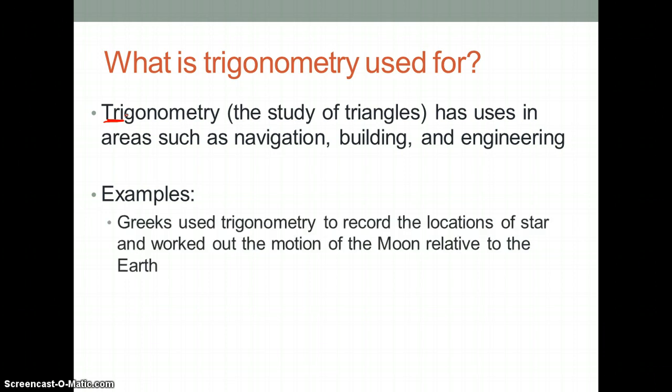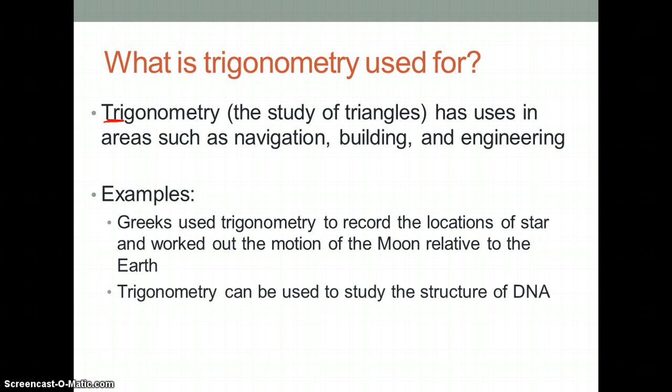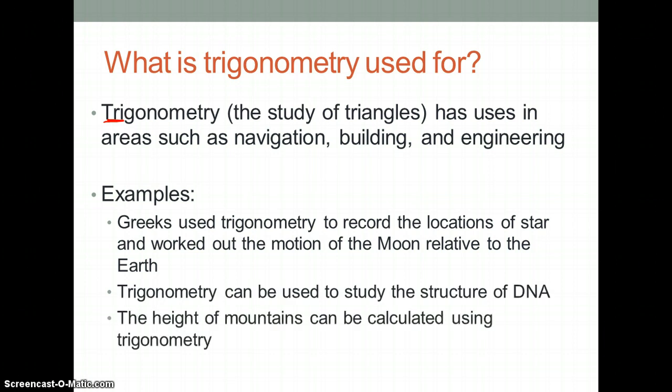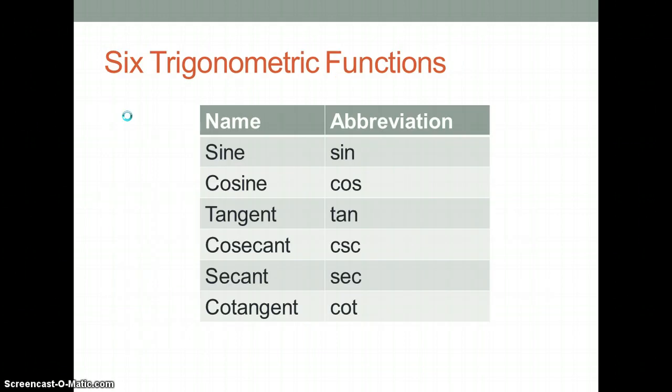various things. I mean, we talk about navigation. Back in ancient times, Greeks, Babylonians, things like that, used the stars, used trigonometry to help record locations of stars and also to tell where they were going. Scientists use trigonometry studying DNA, and we can also do calculations that otherwise would be difficult to do, like the height of a mountain. So just some basic uses of trigonometry.